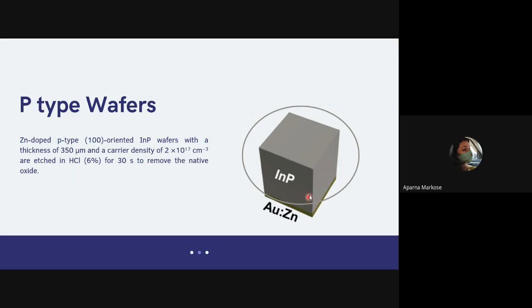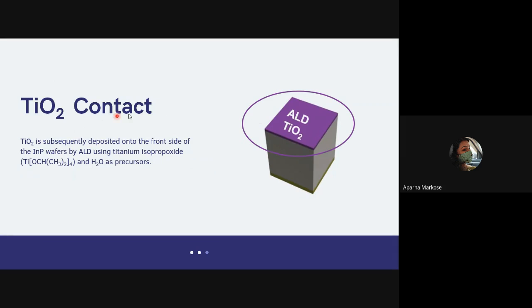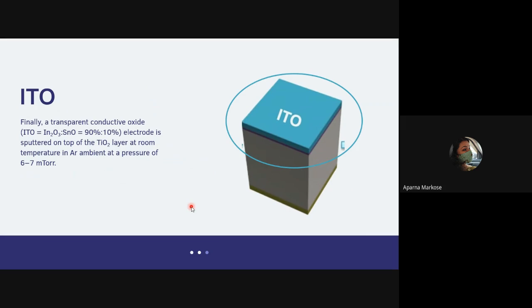Two layers are complete, and the third is the titanium dioxide contact. The titanium dioxide contact layer is created using atomic layer deposition, and this is deposited over the indium phosphide layer, with titanium isopropoxide and water as precursors.